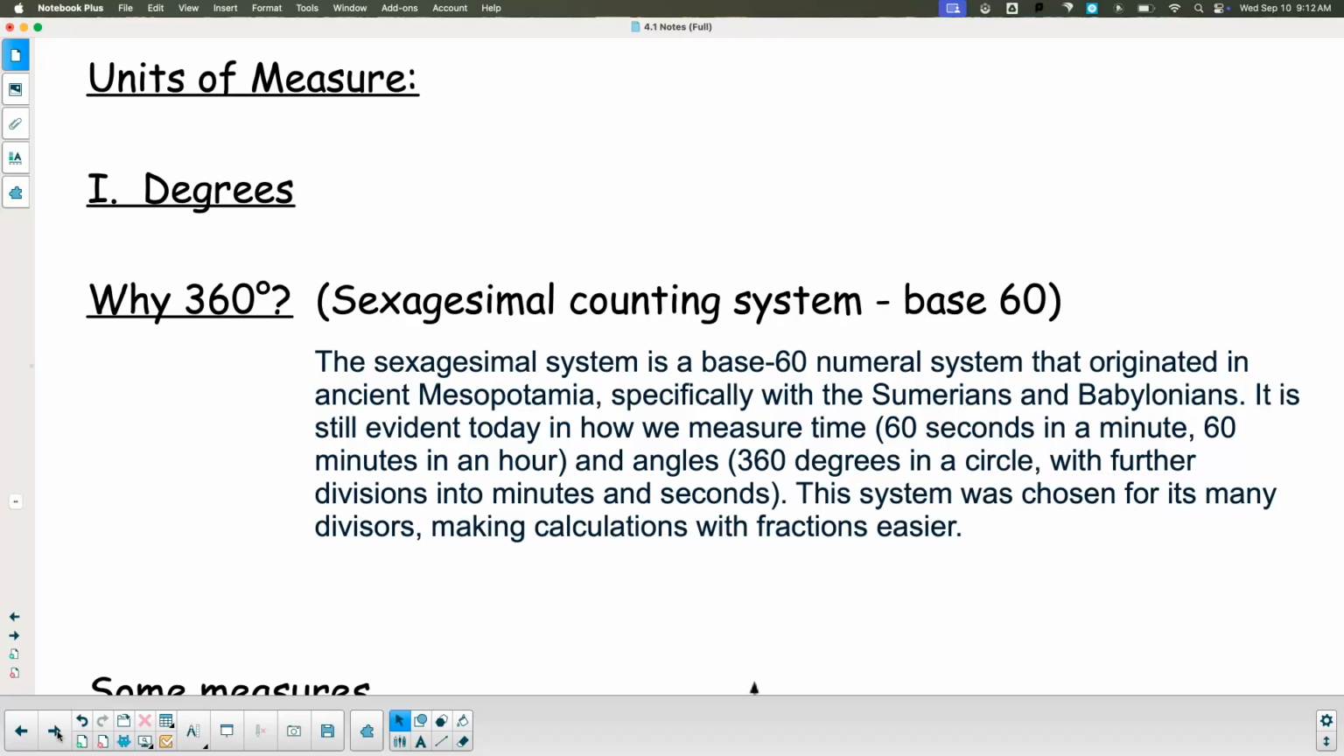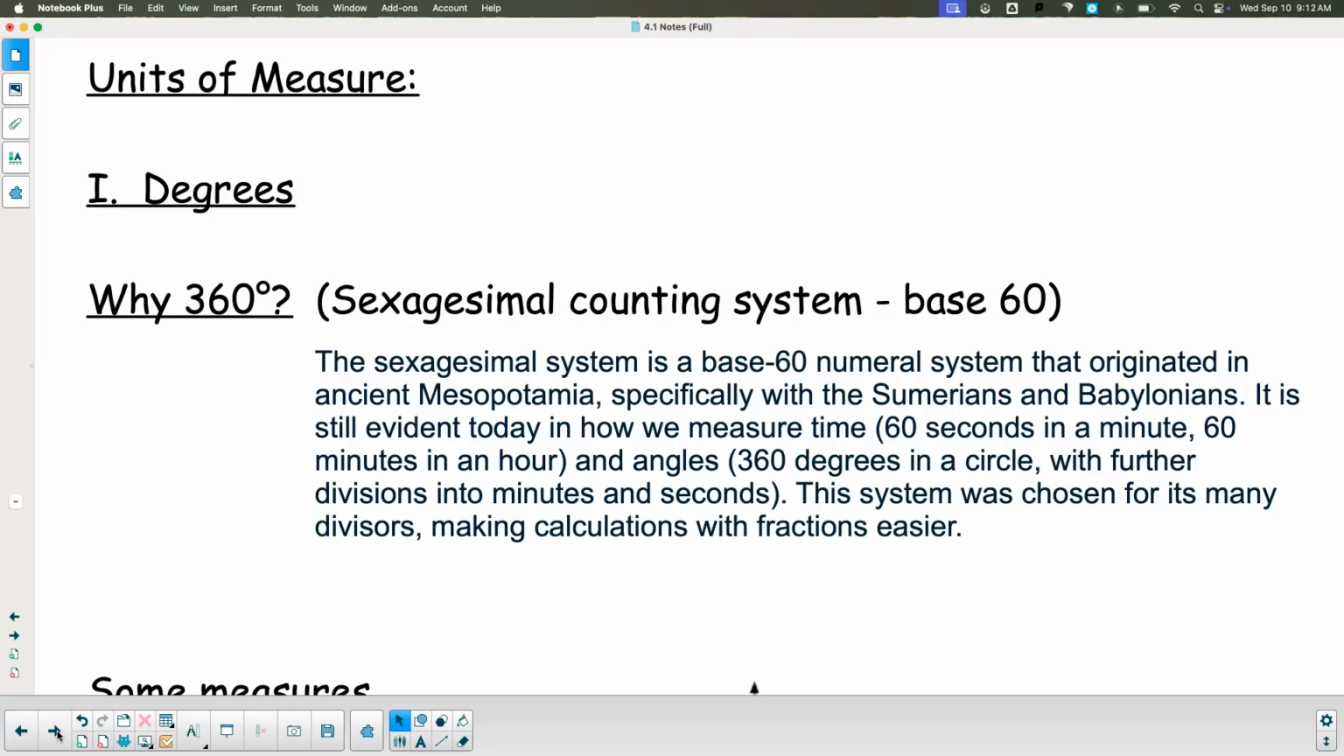It can be broken up into 2 parts, 3 parts, 4 parts, 5 parts, 6 parts, 10 parts, 12 parts, 15 parts, 20 parts, 30 parts. So many different numbers can go into it. And a lot of those numbers that don't go into it can still be reduced fractions. Yes, they were doing fractions way back then, in ancient times. So this system was chosen for its many divisors, which makes calculations with fractions a lot easier. That's why it's 360 degrees.